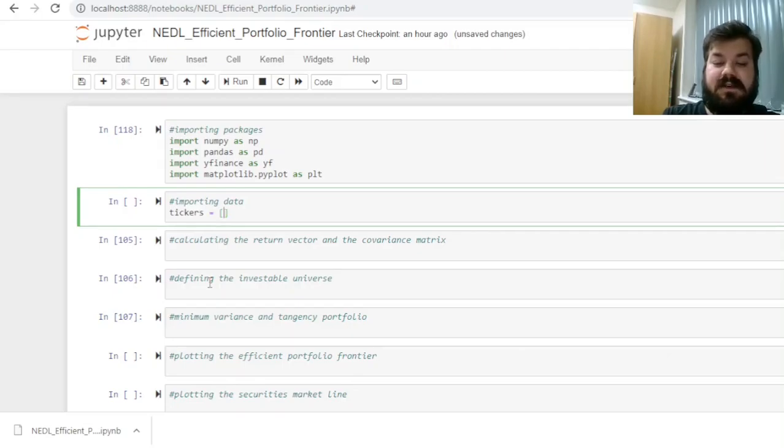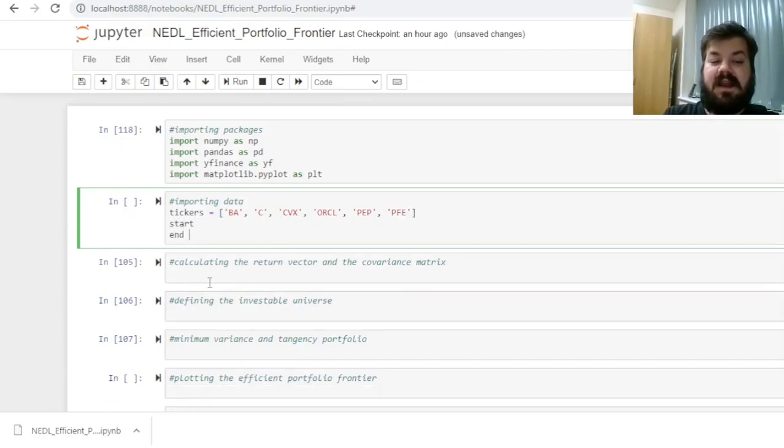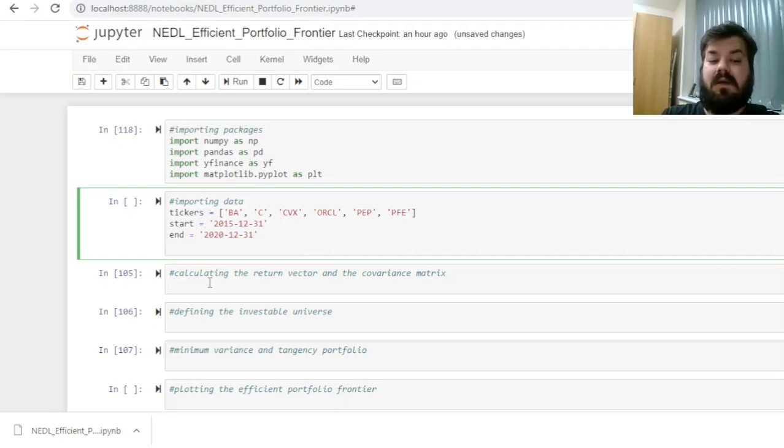First of all, we need a list of tickers, and let's consider 6 established US stocks from different sectors. For example, Boeing, the ticker BA, Citigroup, ticker C, Chevron, ticker CVX, Oracle, ticker ORCL, Pepsi, ticker PEP, and Pfizer, ticker PFE. Then we need to specify the start and end dates for our sample, and let's go 5 years, so from year-end 2015 until year-end 2020. And let's download our data.